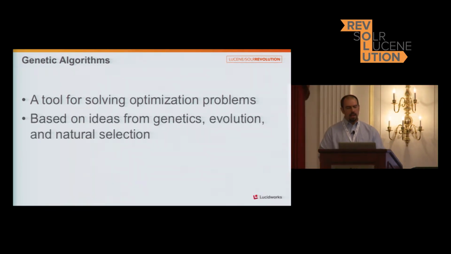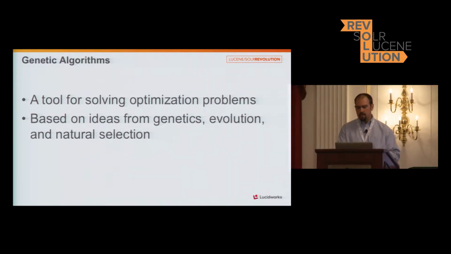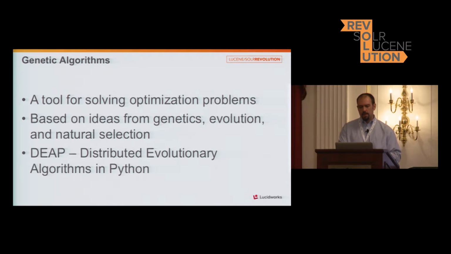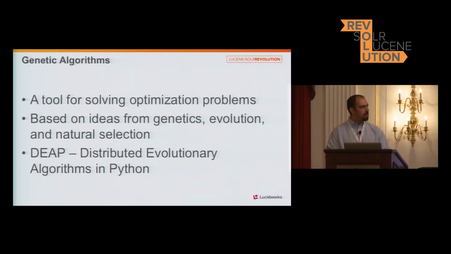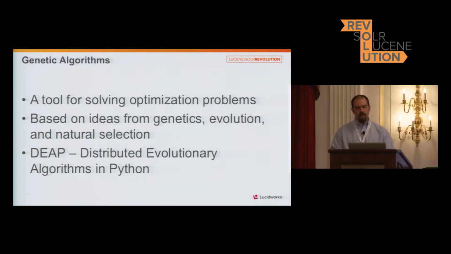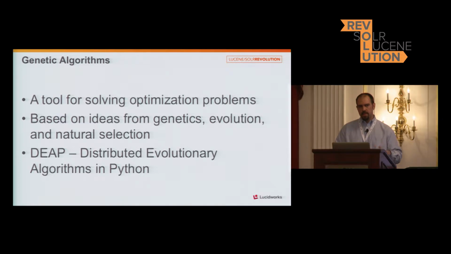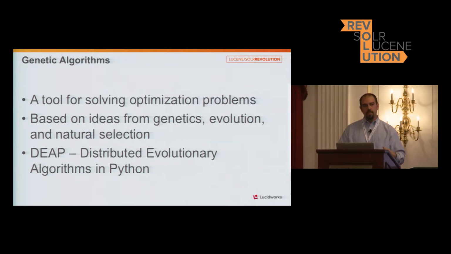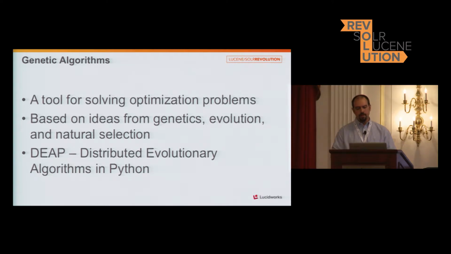So they're based on ideas from genetics, evolution, and natural selection. And we'll get to a little bit more of that in a second. And then the development that I did is using an open source library called DEAP, Distributed Evolutionary Algorithms in Python. It's a library that supports many different types of genetic algorithms, or different types of evolutionary algorithms, and then within those, different implementations for things like selection functions and crossover functions.